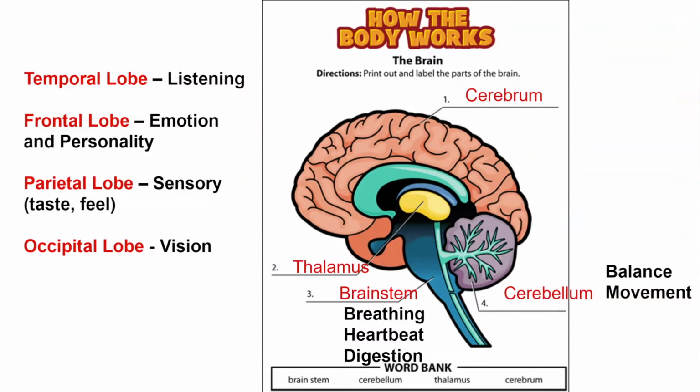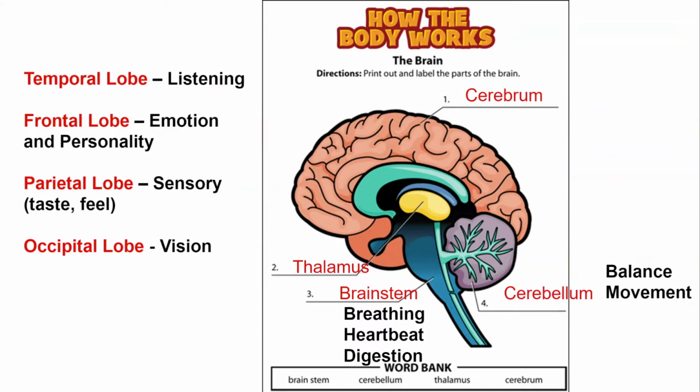Just to talk a little bit about what each of these do, the cerebellum is for balance and movement. That's what it's in charge of. Your brainstem regulates breathing, your heartbeat, and digestion. And in your cerebrum, you have different lobes. The temporal lobe, which is right by your ears, is in charge of listening. So that makes sense, right? Your frontal lobe, which is at your forehead, is in charge of emotion and your personality.